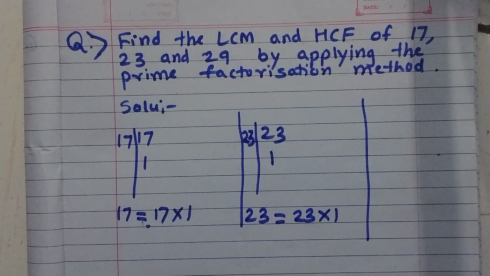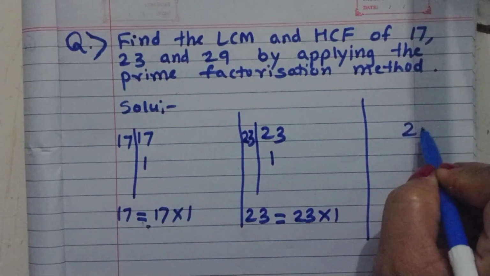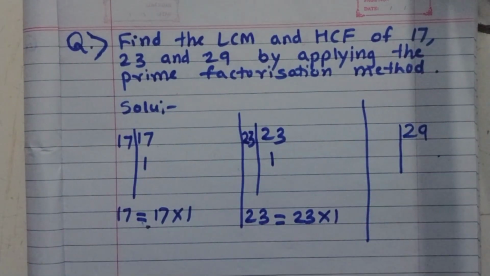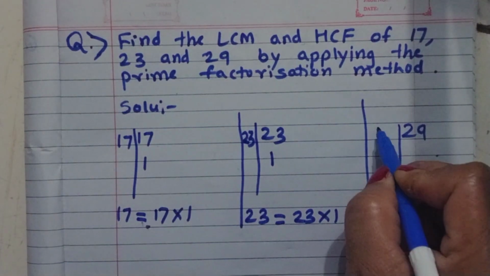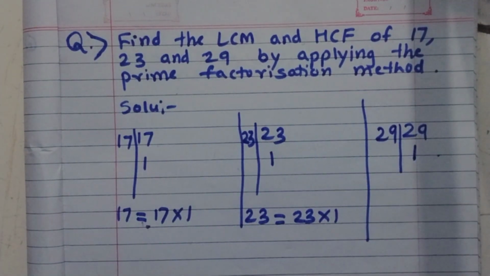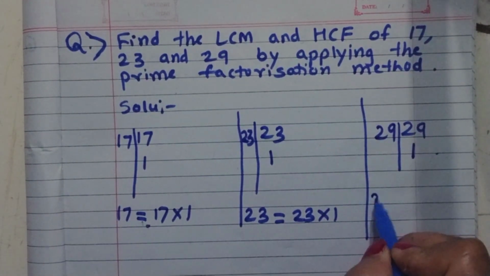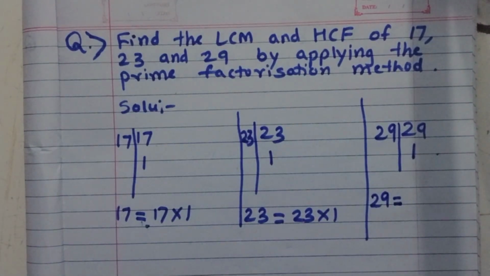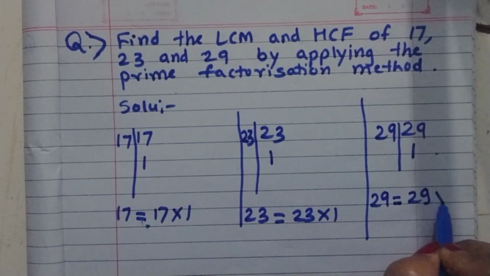Now next number is 29. So we write 29 here. 29 is also a prime number. So 29 is divided by the number itself. So when 29 is divided by 29, we get quotient as 1. We write 1 below 29. Now we write 29 as a product of prime factors. 29 is equal to 29 multiplied by 1.